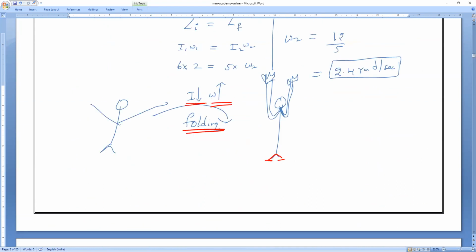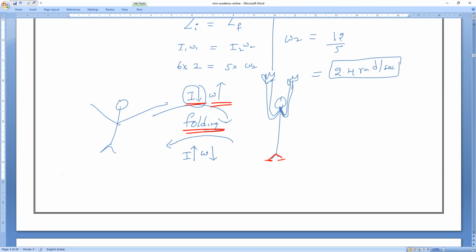Remember, when the hands are folded, inertia decreases and angular velocity increases. In the reverse process, when you are unfolding or stretching your hands, inertia increases and angular velocity decreases. That is very important. This is about conservation of angular momentum and its verification. This is a very important concept, folding and unfolding.